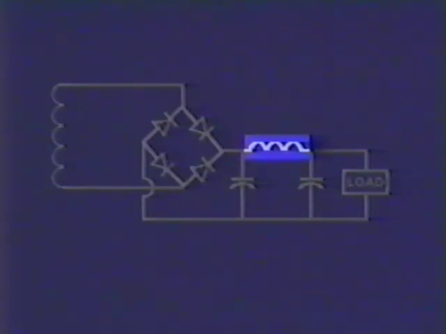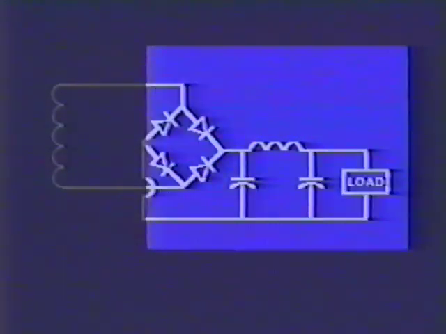Filter efficiency is increased by the addition of an inductor, as shown here. The inductor stores energy in its surrounding magnetic field and feeds it to the load. Adding an inductor to a filter can reduce the size of the capacitors needed.